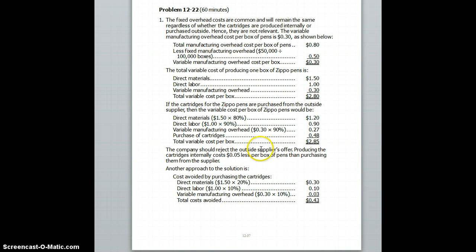In looking at this problem, the first thing that we have to do, we know that the costs that are relevant are the costs that are variable. And therefore we are given the direct materials per unit, the direct labor per unit. What we don't know is what the variable manufacturing overhead is. So we need to figure that out.